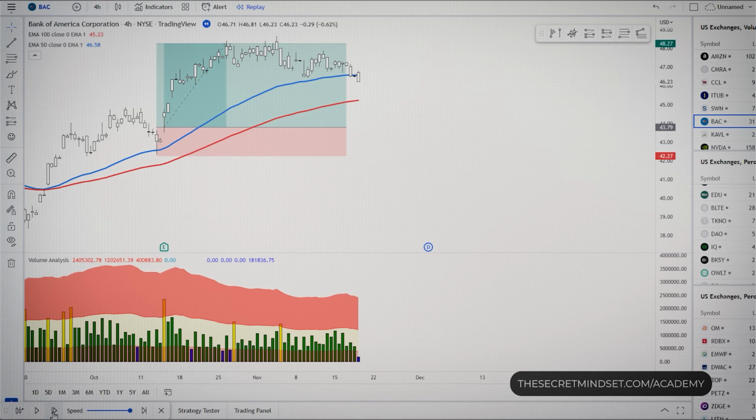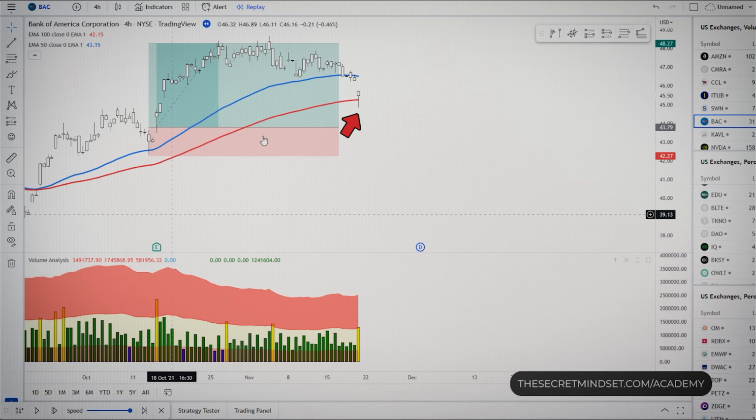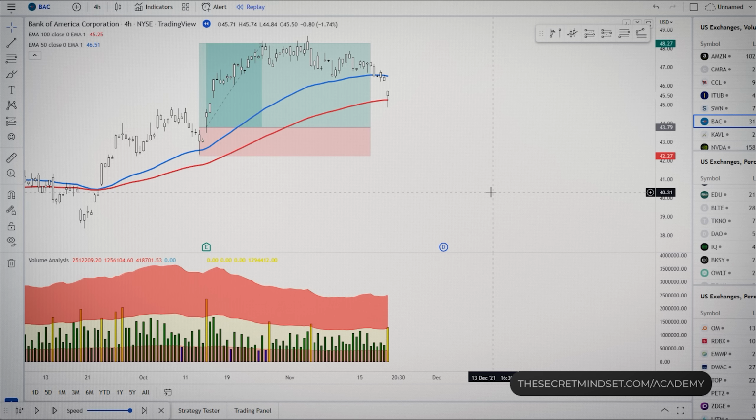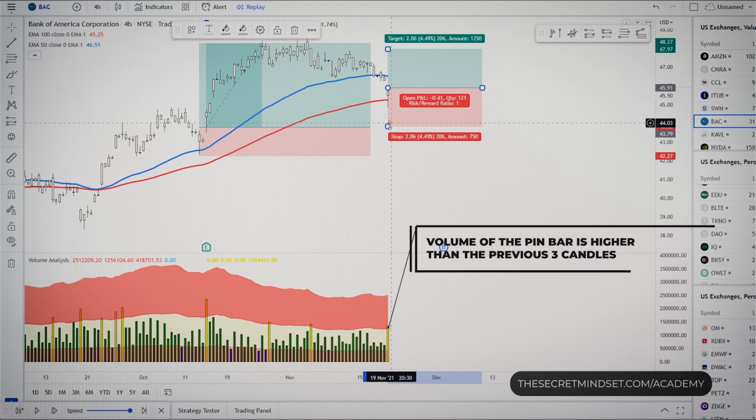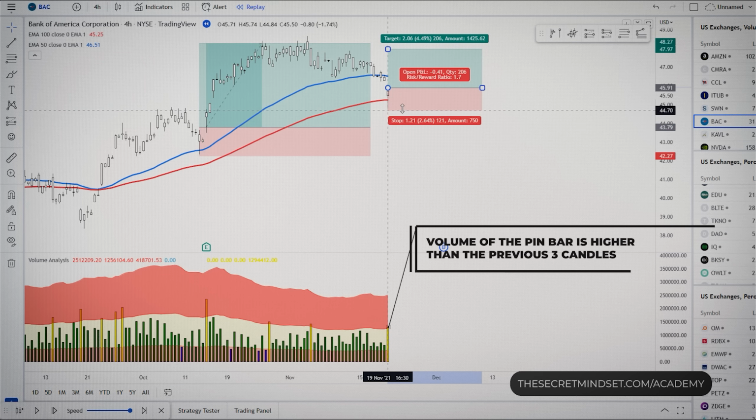Let's continue. I see a somewhat deeper pullback to the 100 EMA and a pin bar forming right on top of it. The real body is relatively small and the tail of the candle is much longer. Volume is definitely higher than the previous bars, so there is active participation and interest in that particular area.